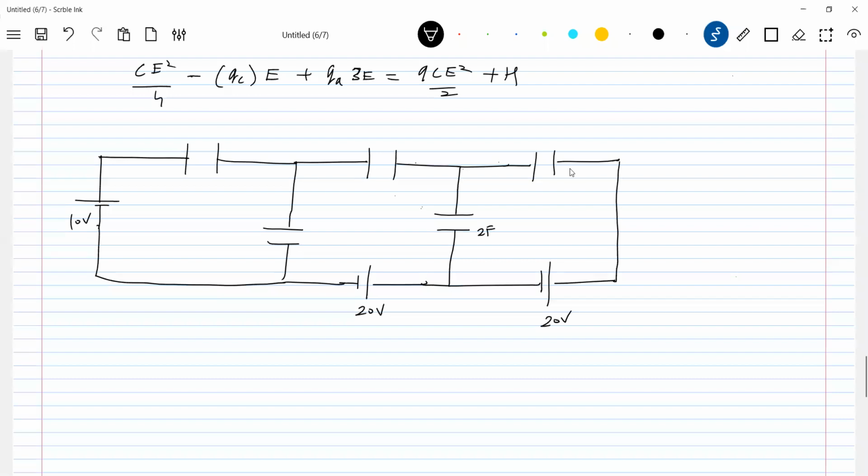2 farad, 4 farad. We have to calculate the charge on all capacitors. This is the circuit given.